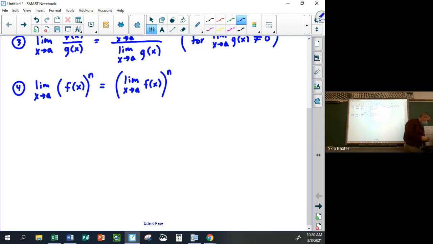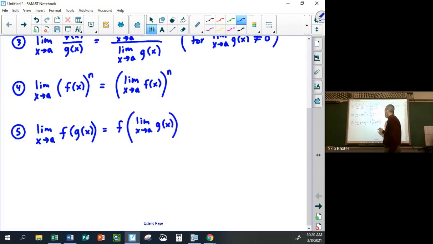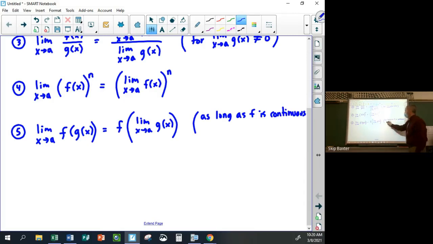Another one, there's two more. Another one would be you have the limit as x goes to a of a composition of functions, like f of g of x. This ends up being f of the limit as x goes to a of g of x, as long as f is continuous at that point. As long as f is continuous at that point, the limit as x goes to a of g of x, whatever that number happens to be, as long as that section of the graph, f, is a continuous part of the graph.